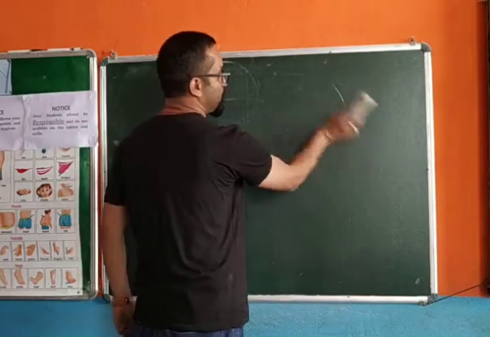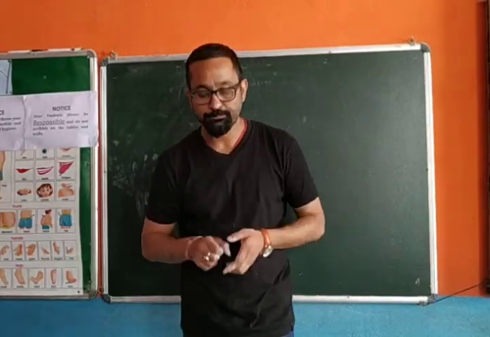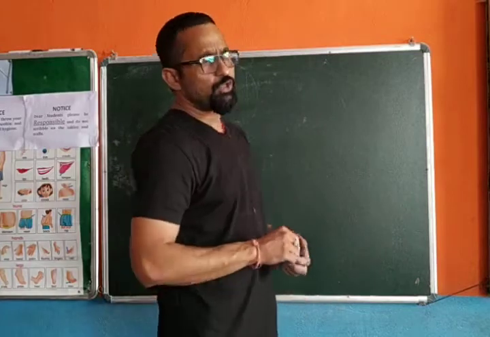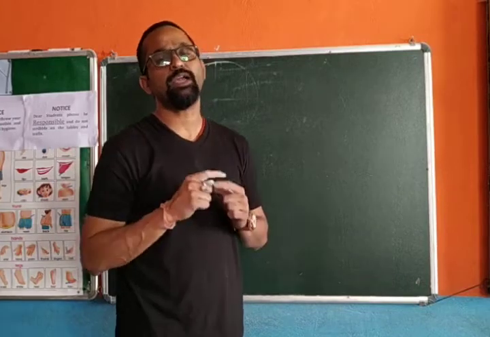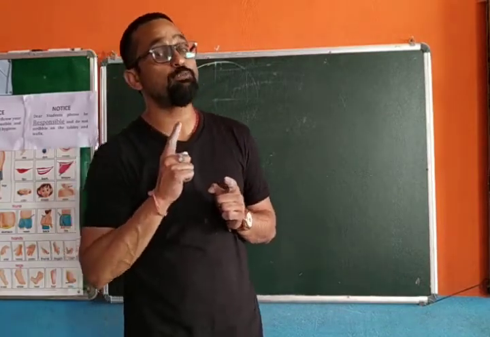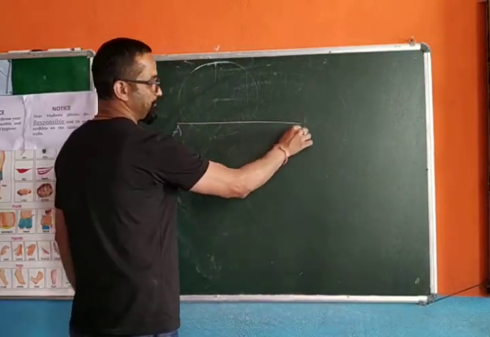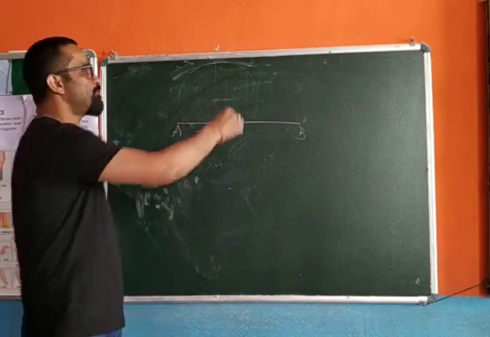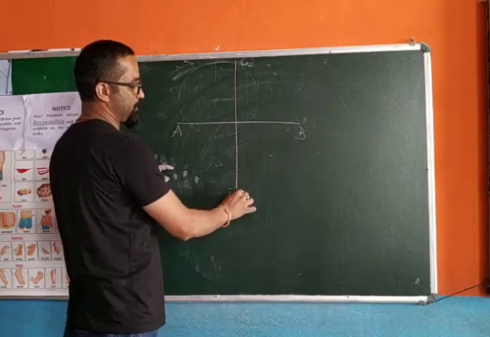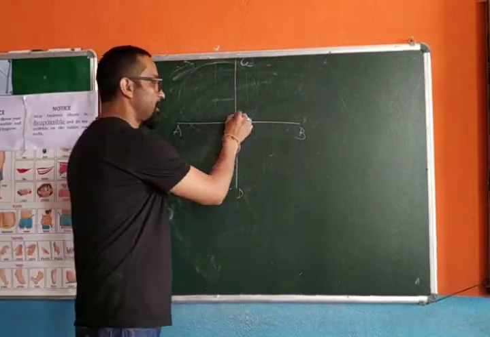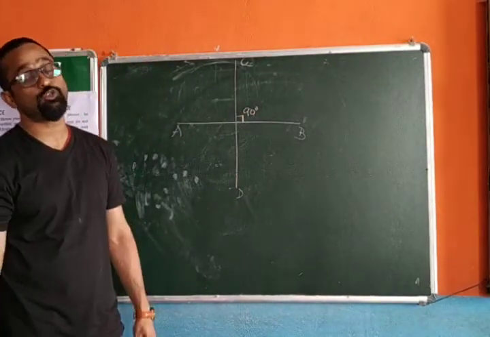The next important term is perpendicular to a line segment. Two lines are said to be perpendicular to each other if they contain a 90-degree angle between them. AB is a straight line. You draw a vertical line. If these two line segments contain a 90-degree angle, the lines are said to be perpendicular to each other.